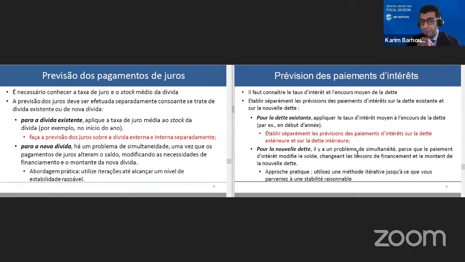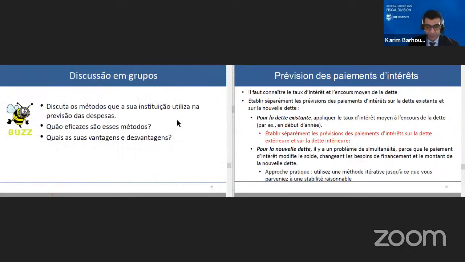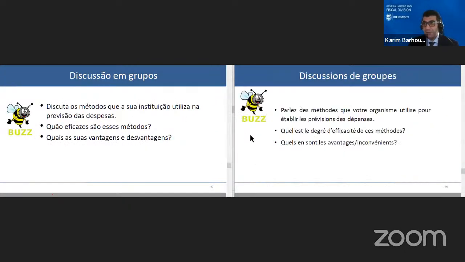However, here we have an issue. When we want to forecast the interest payment for the new debt, we have what we call a circularity issue, or a simultaneous problem, because the interest payment changes the balance, and in turn changing the balance changes the financing need and then the amount of the new debt. So there is an iteration process until we reach a reasonable stability. I put on the lecture here the steps that have been used in the financial programming to calculate this, how we can project the interest payment.